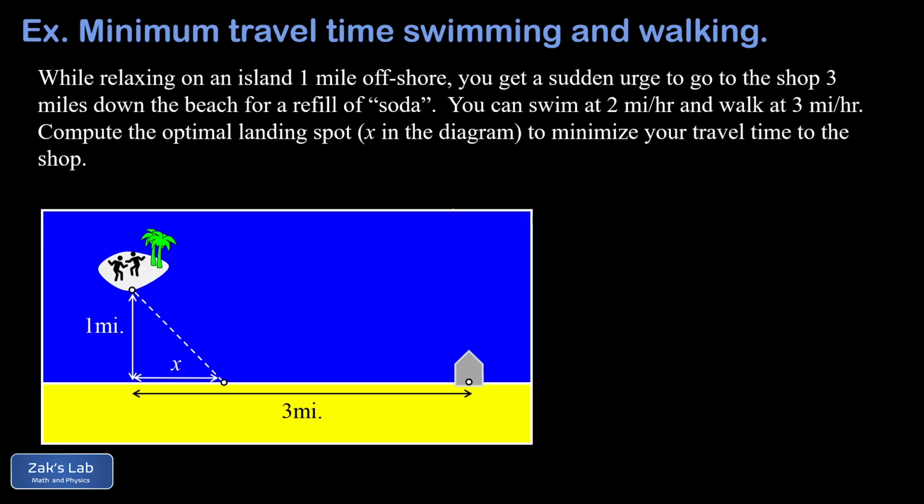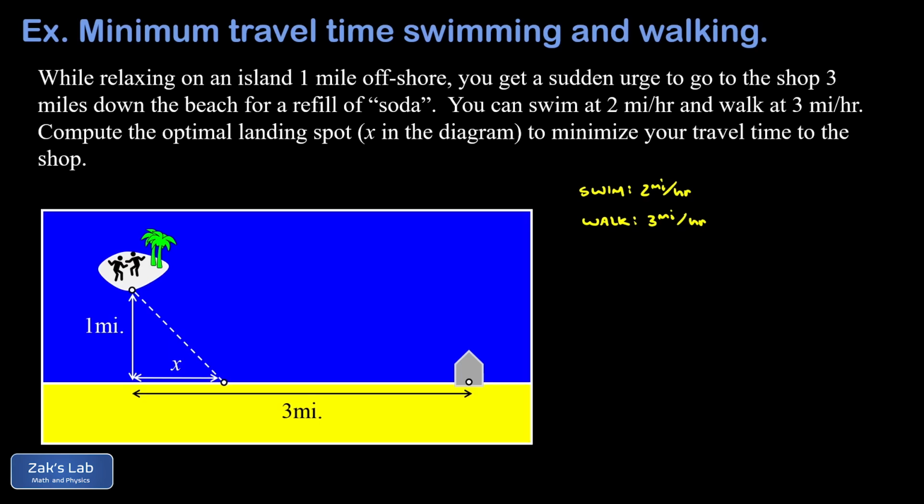So the setup for the problem is that we're on an island 1 mile offshore, and we're trying to get to a shop that's 3 miles down the beach. And I've labeled in the diagram a horizontal distance from our initial position that I called x, and that's how we're going to locate our landing spot on the shore. So in the problem, we're told that we can swim at 2 miles per hour, and we can walk at 3 miles per hour. And again, we're trying to find the minimum travel time to get between these 2 points.